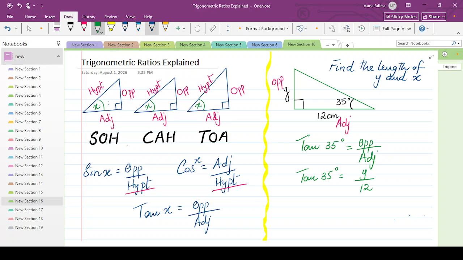Solving it, we're just going to cross multiply this 12 over here because we don't need it over here. It is the denominator over here. When it moves to the other side, it becomes multiplied with the 12 multiplied by tan 35. We use a calculator to work it out, and the value turns out to be 8.40.